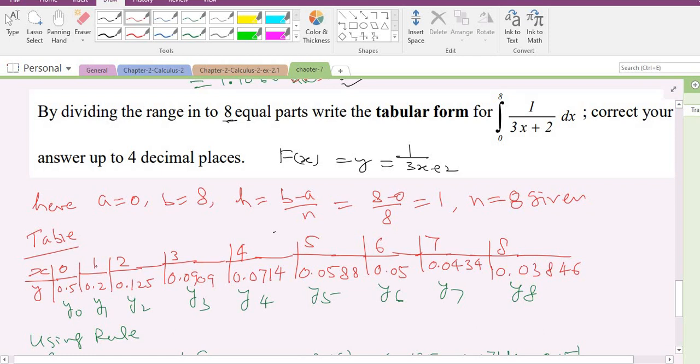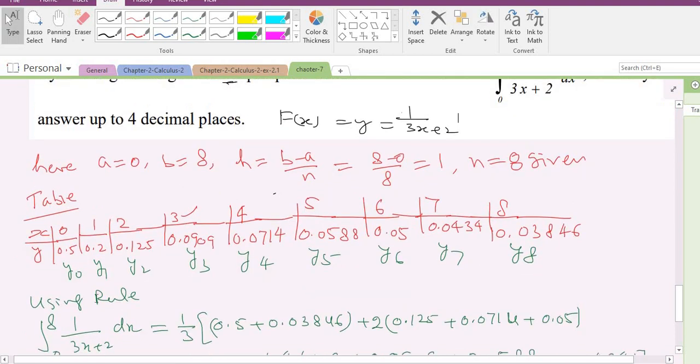At x is equal to 1, what is the value of y? 0.25. 1 plus h means 2. At x is equal to 2, what is the value of y? 2 plus h, 3. At x is equal to 3, what is the value of y? This one. 3 plus h, 4. At x is equal to 4, what is the value of y? I mean f(x), this one. Similarly, you have to do like that. Then I got this result: y0, y1, y2, y3, y4, y5, y6, y7, y8.